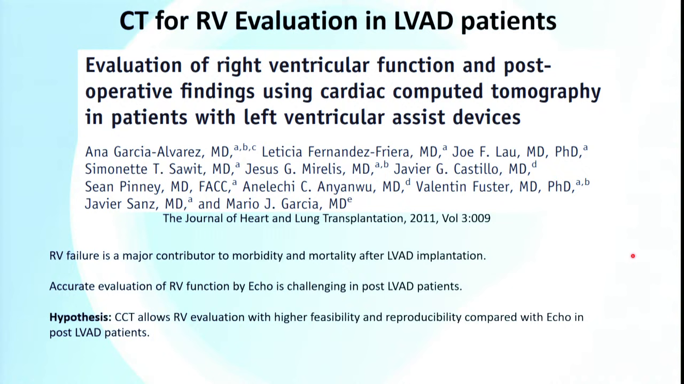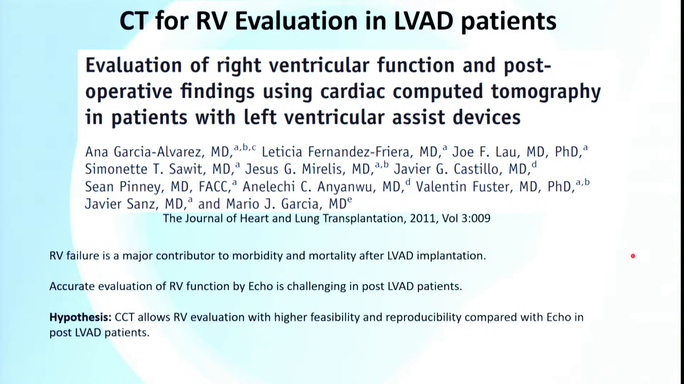All right, let's move on to one of the indications we talked about, which is the role of CT for RV evaluation in LVAD patients. So as you all know, RV failure is a major contributor to morbidity and mortality after LVAD implantation, and hence the accurate evaluation of RV structure and function is very important post-LVAD.